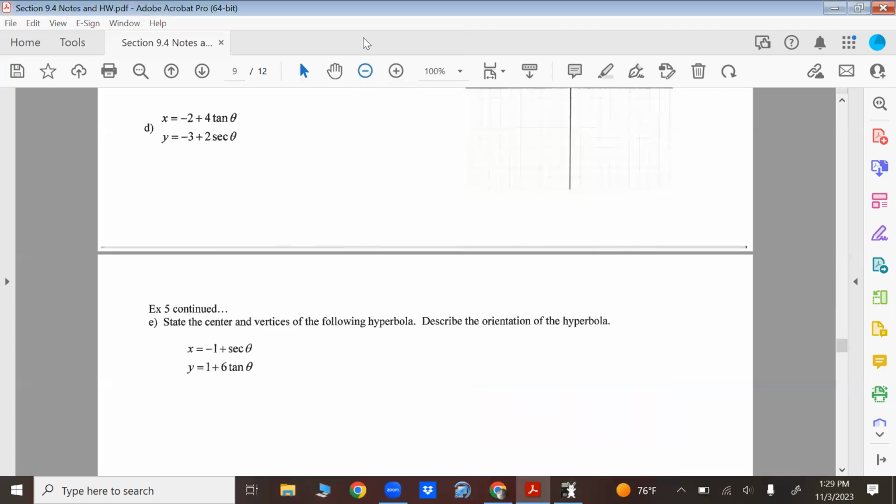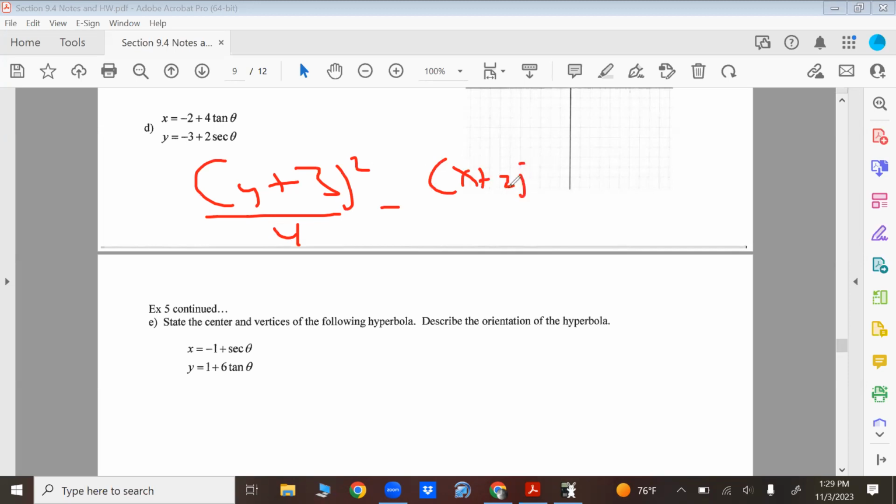So the equation for this would be, actually start with y, y plus 3 squared over 4 minus x plus 2 squared over 16 equals 1. So the central rectangle, again, our center is at negative 2, negative 3. And we're going up 2 and down 2. And then we're going left 4, right 4.